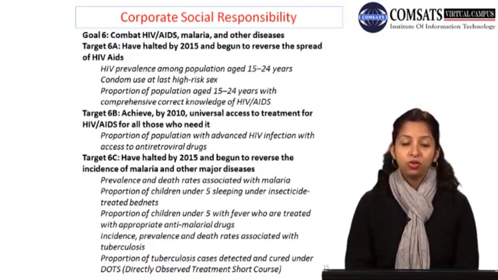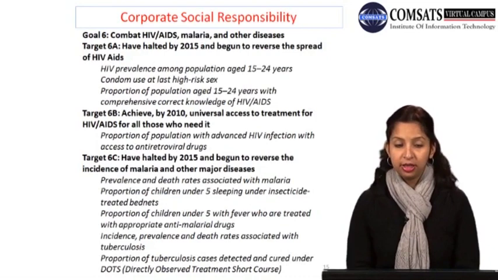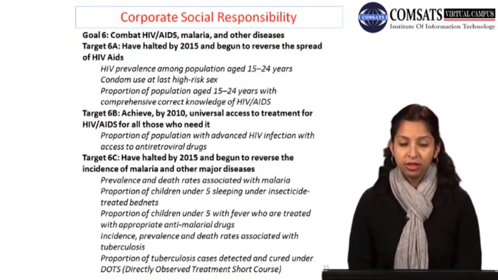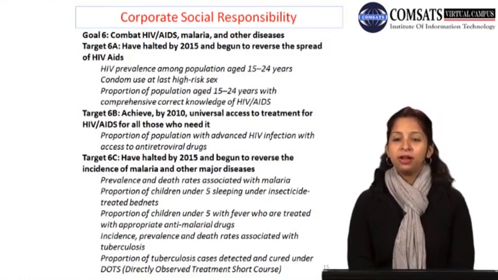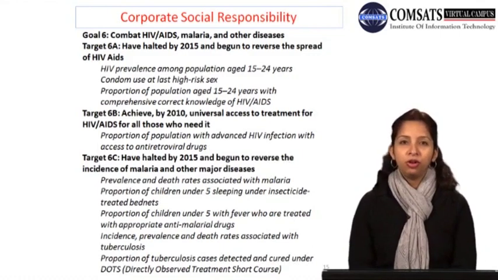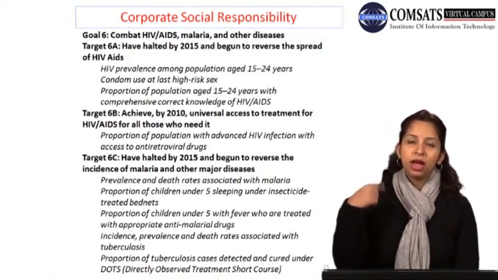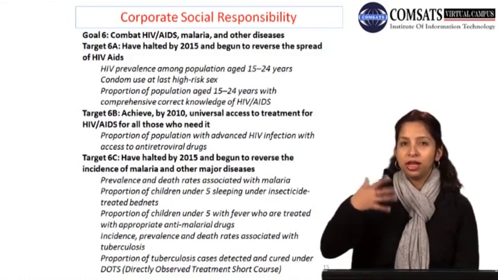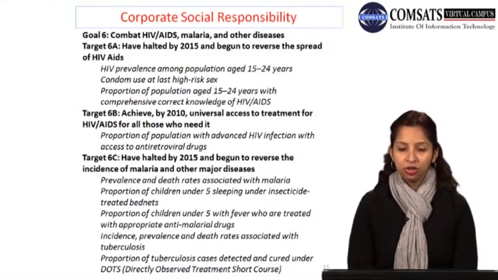Goal 6 is to combat HIV, AIDS, malaria and other diseases. Now the target with that reference is have halted by 2015 and begun to reverse the spread of HIV, AIDS. So the target was that by 2015 aapka jo spread of HIV hai, that would have been halted, and aapka reverse mein aapki cheeze chali jayengi, jahan pe instead of things getting worse, they will start getting better with reference to these diseases. And then aap automatically ye sari cheezein jo hain unko dekhte hain aur padhte hain.